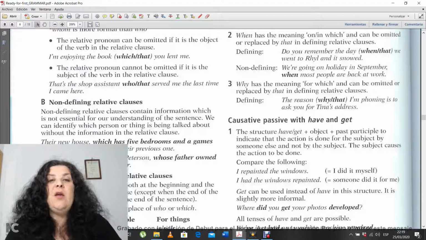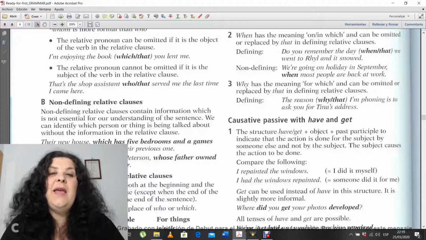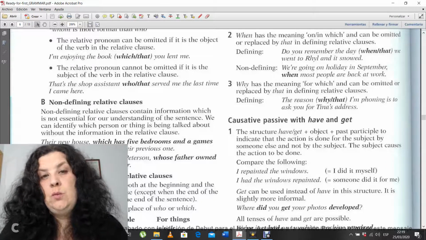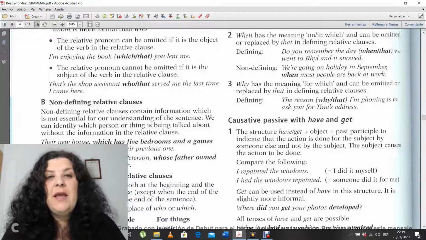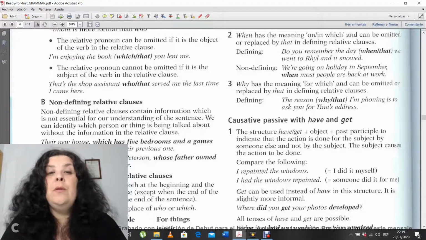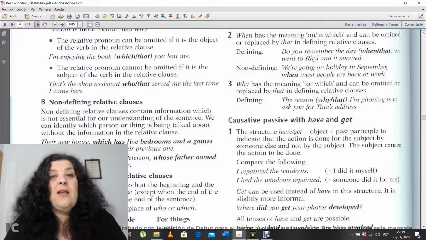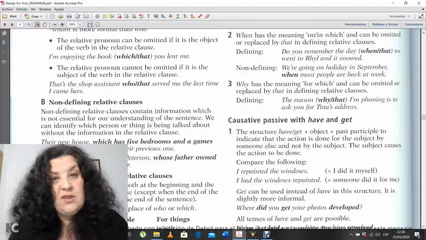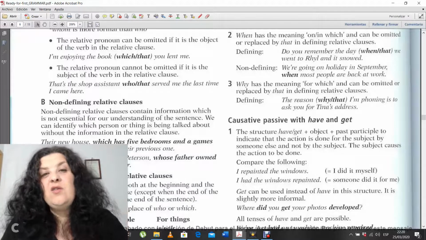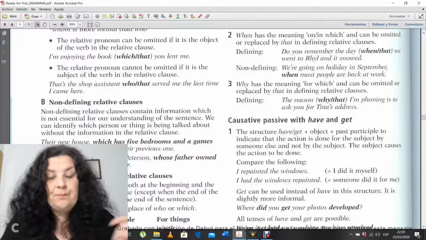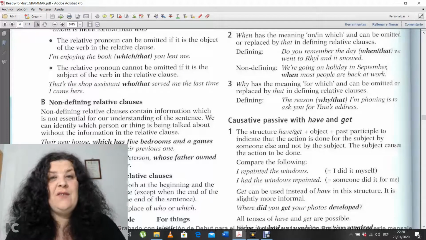Right? It's the same with when. Okay? I remember the day when I met you. Okay? But you could also say I remember the day which I met you on, because on is for dates, is for days. So there are like two ways. And finally, why? Just to say the reason. You know, she is the reason why he is so sad. And that's it about relative clauses.